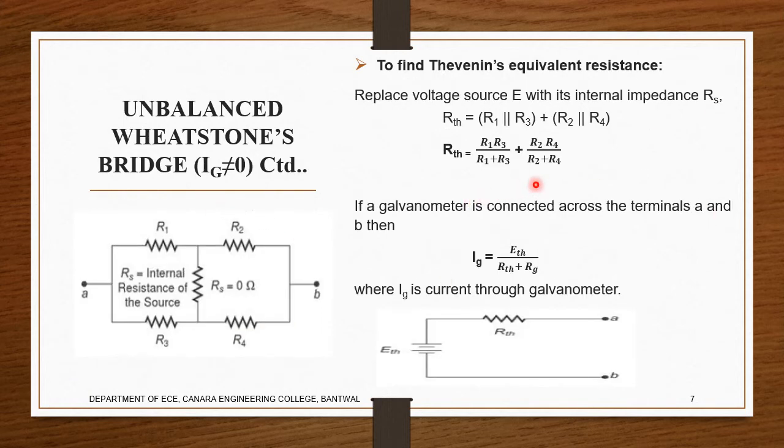So we have to find the Thevenin's resistance. What I have done here, I have considered a source impedance in place of the voltage source. I have taken EA and EB outside, and instead of the voltage source, I have connected a source impedance, which I consider as 0 here. Then R1, R2, R3, R4 will be connected here.